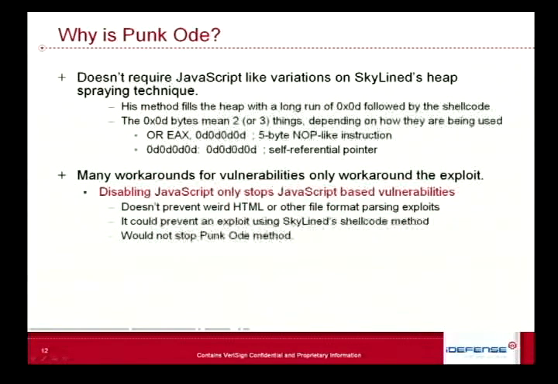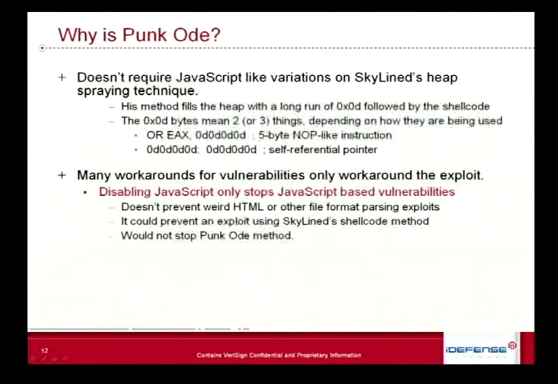So why would you want to use this method over, say, Skylined's heap spraying method? His method fills a heap with a long run of one byte, which is 0x0D, followed by the shellcode, and then the exploit runs. The 0x0D byte can mean a few things. It can either be the instruction OR EAX, 0x0D0D0D0D, which doesn't really do much except modify what EAX is. Or it can be a pointer to a memory address, which happens to be self-referential. So it's a safe address to reference, and it's safe to be dereferenced.